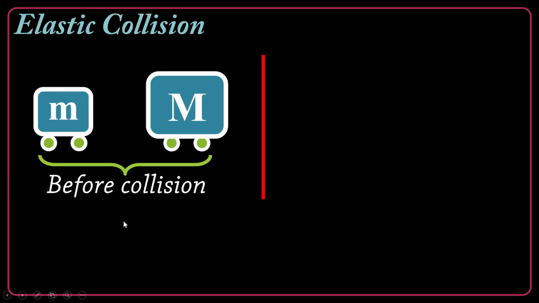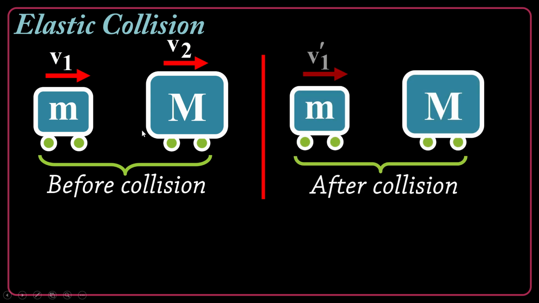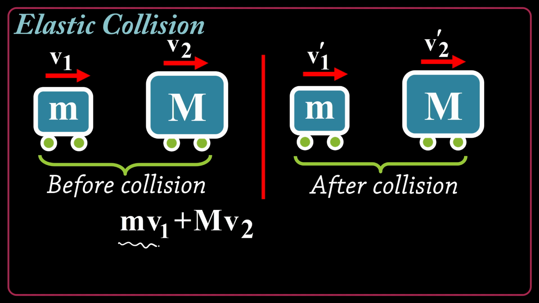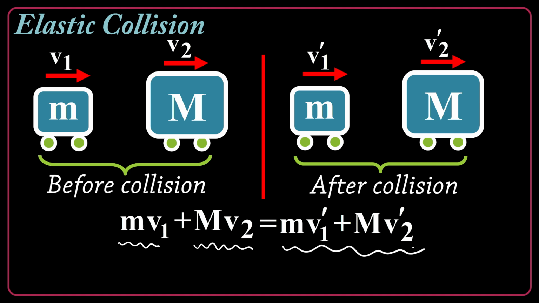Let's consider elastic collision. Here I have two different masses. Before the collision, they have velocities like v1 and v2. This is my supposition. And after they collide, as they have momentum exchange, it will be v prime 1 and the other v prime 2. We have two valid conservations, momentum and kinetic energy. Conservation of momentum means m v1, momentum of the first, and capital M times v2, momentum of the second, totally will be equal to the total momentum after the collision.